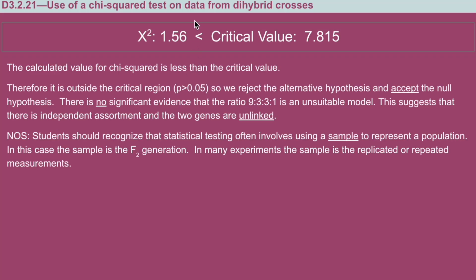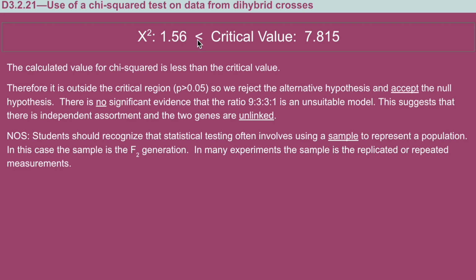Now, what you should look for is whether it's greater or less than the critical value. In this case, our chi-squared value is less than the critical value. Therefore, it's outside the critical region. We fail to reject the null hypothesis: there's no significant evidence that 9 to 3 to 3 to 1 is unsuitable. This suggests that independent assortment is occurring. The two genes are unlinked.